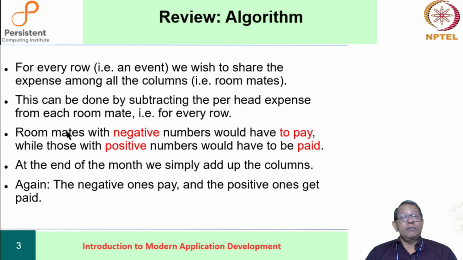Notice that the sum of the entire per head shares has to be 0. In fact, this is the invariant of the problem. In other words, the fact that the sum is 0 will always be true irrespective of the number of roommates or the number of events. We use this idea to argue the correctness of our algorithm. We of course need to argue about the correctness before we even implement it on a machine, because machines do not have intelligence.